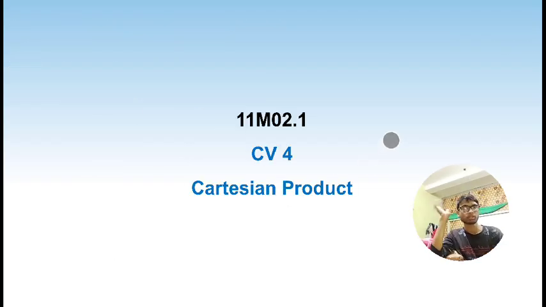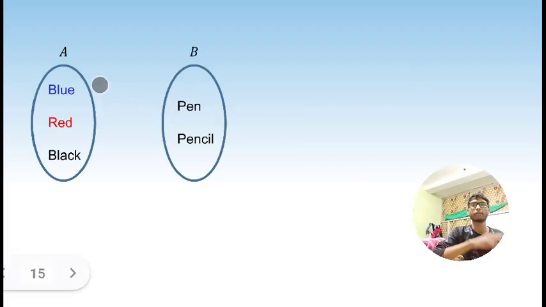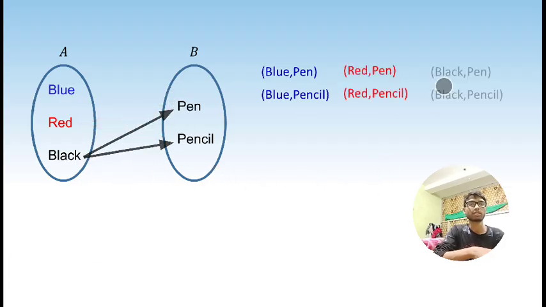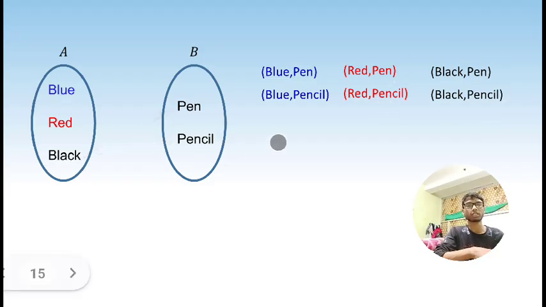Now we come to the Cartesian product. Let's see what it is. We have two sets. One set contains this many colors, and the other has two objects, pen and pencil. So we are saying blue is related to pencil as well as to pen. So we get blue comma pen, then blue comma pencil. These are ordered pairs. Now we have red comma pen, red comma pencil. Now black comma pen, black comma pencil. These are the ordered pairs.